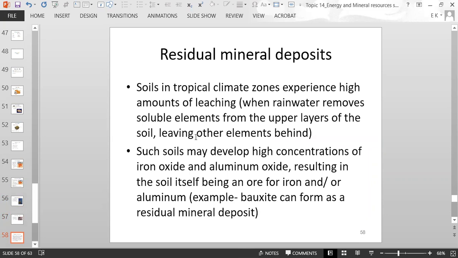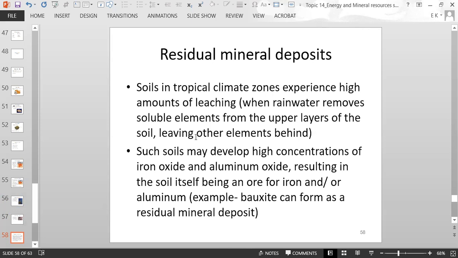Then we have residual mineral deposits. So soils in tropical climate zones experience high amounts of leaching. That's when rainwater removes soluble elements from the upper layers of the soil, leaving other elements behind. These types of soils may develop high concentrations of iron oxide and aluminum oxide, resulting in the soil itself being an ore for iron or aluminum. For example, that bauxite that I mentioned, that could form as a residual mineral deposit.